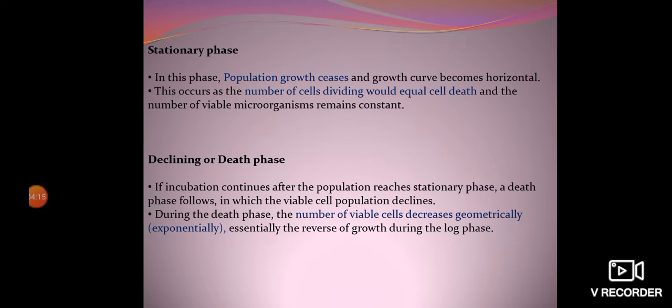We can see in the plot that in log phase the bacterial population increases exponentially, whereas in death phase the bacterial population declines exponentially. That means in death phase it is the reverse of the plot of log phase. Okay, thank you.